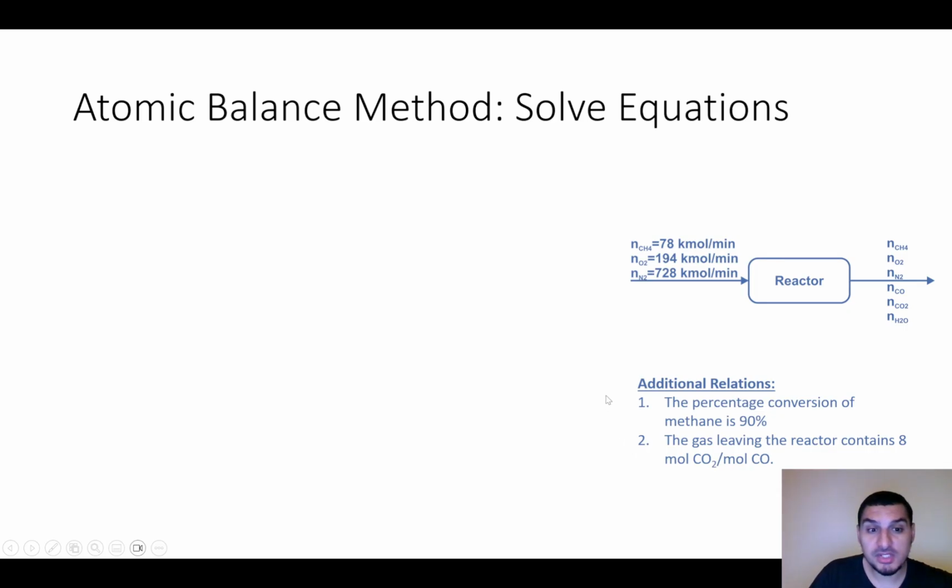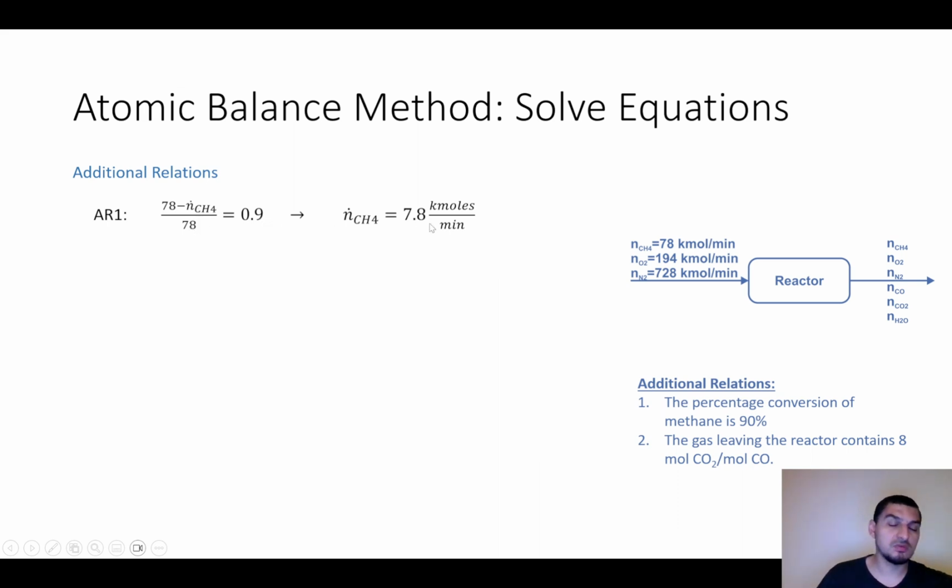For the first additional relation, it is the methane conversion, which is a relation between methane in the feed stream and the methane in the output stream. So it's N in minus N out over N in, which would be 78 minus the methane in the product over 78 equals 0.9. So it's going to be 7.8.